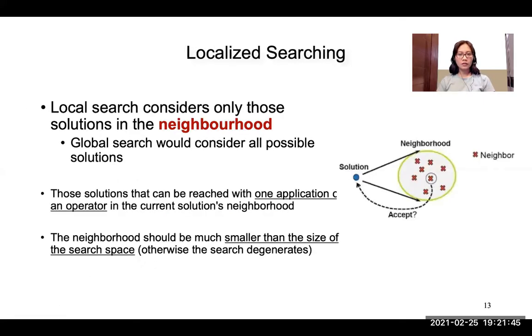This is the local search, where they can only consider the neighborhood, searching in the neighborhood. They can only see what happens within this neighborhood. This is different from global search, where they want to find solutions across the whole set of possible solutions. The neighborhood should be much smaller than the size of the search space, otherwise the search degenerates. So why do we need to localize the search? Because we want to find a better solution quickly.